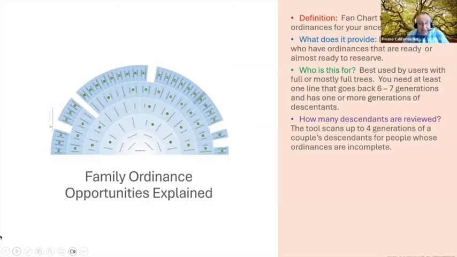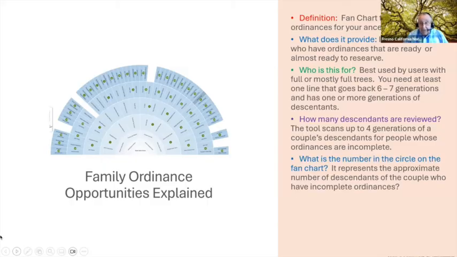And how many descendants are reviewed? There is no limit on ancestors. It'll take you back as far as you want to go back, but coming down from whoever you pick to be the beginning point for the showing of descendants, it'll come down 4 generations at a time. And then if you want to see more, there's a way to do that, and we'll show you that.